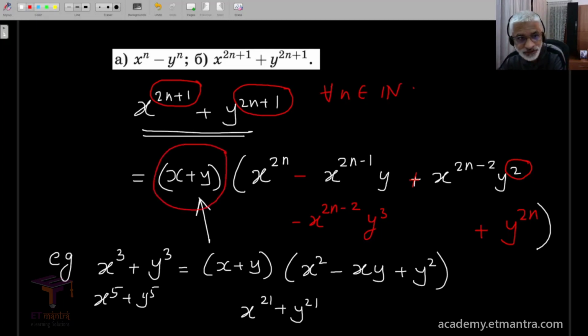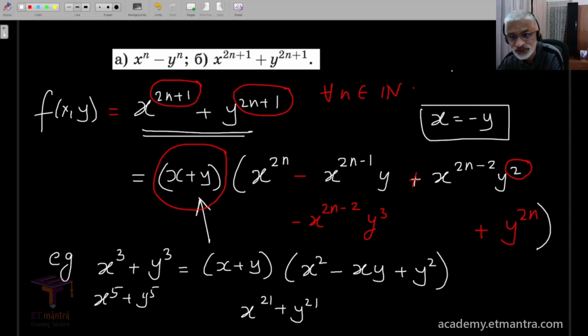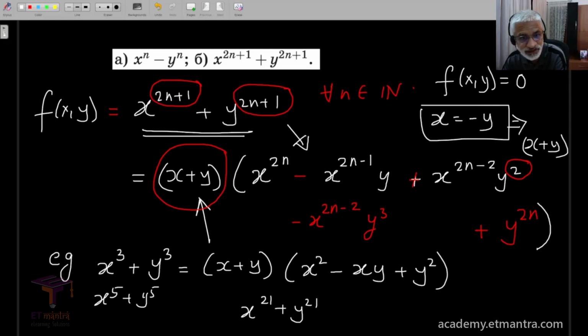Same idea. Consider this as a function of x, y, and then substitute this time x equal to minus y, and then you will see that f of x, y equals 0. And if the exponent is odd, and it's already given that the exponent is odd, this would imply by the remainder theorem that x plus y is a factor. So what about the other factor? Same reasoning as above. You must get the other factor by division, which is definitely our favorite basic tool.